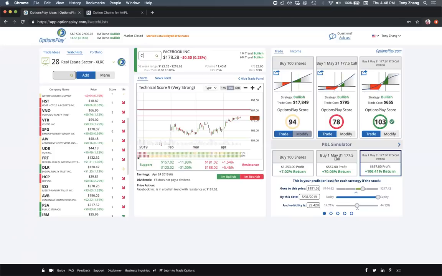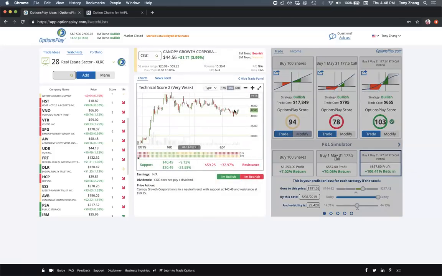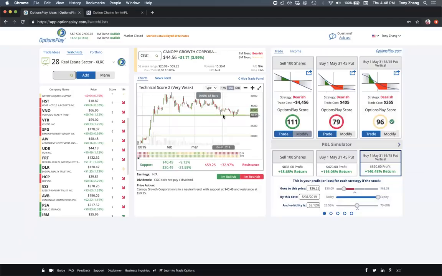Lauren's asking for CGC, and he's bearish on CGC. So Canopy Growth, this looks like a bit of a triangle here with some support around $40. Let's say I'm bearish on CGC trading at $44. So I can short the stock, buy an at-the-money put option for $405, buy that 45 put option, but then sell a $36 put against it, bringing it down to $355, saving myself about $50 or so.